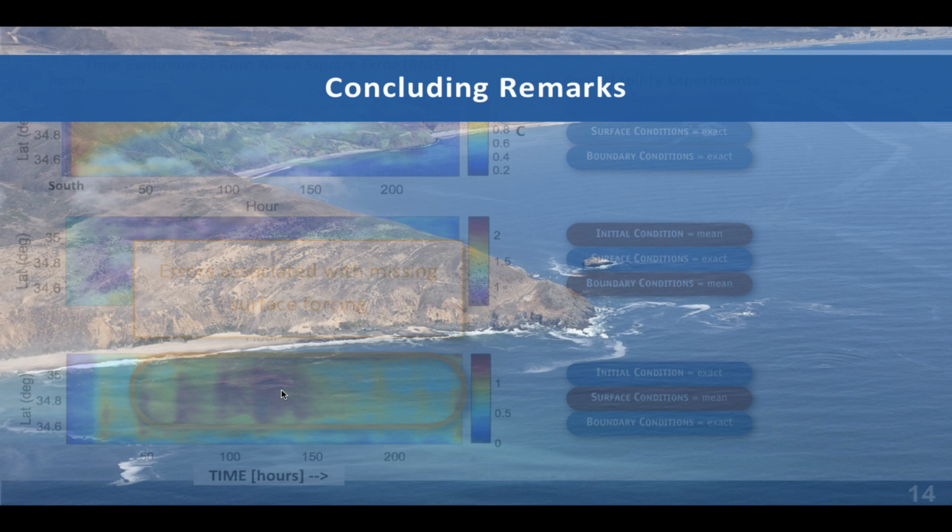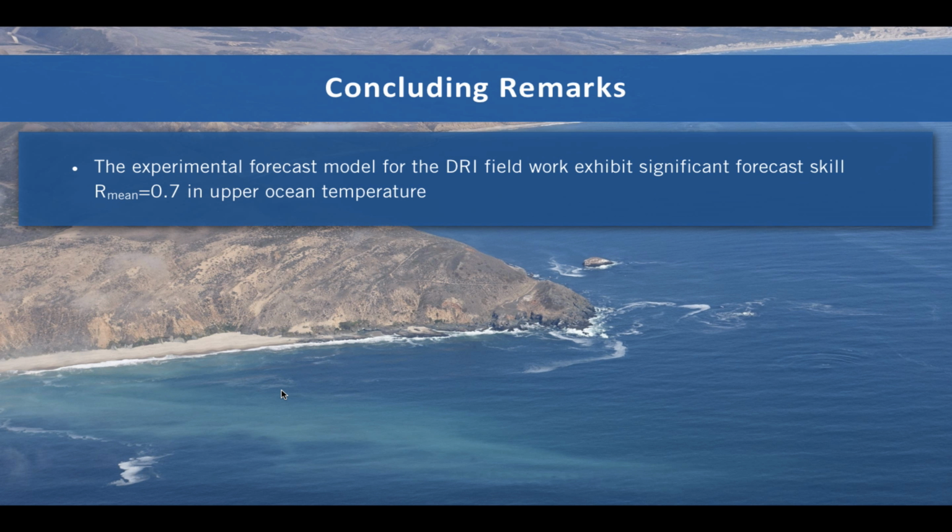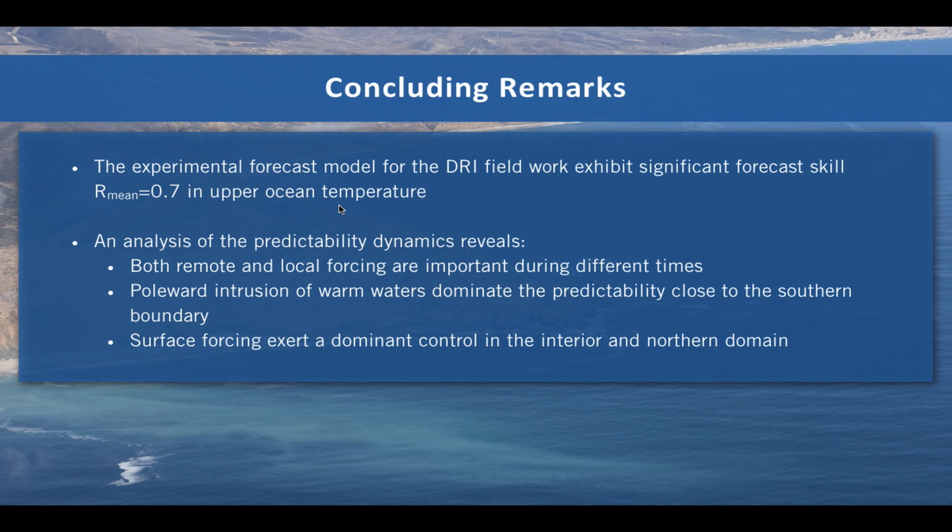So a few concluding remarks from this preliminary analysis. One, the experimental forecast model for the DRI fieldwork exhibits significant forecast skill, on average a correlation of 0.7 in the upper ocean temperatures. Two, an analysis of the predictability dynamics reveals three things. First, both remote and local forcing are important in the predictability during different times. Second, the poleward intrusion of warm waters dominates the predictability close to the southern boundary. And three, the surface forcing exerts a dominant control in the interior and northern part of the domain.